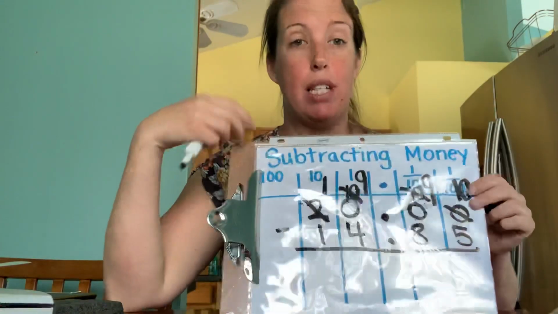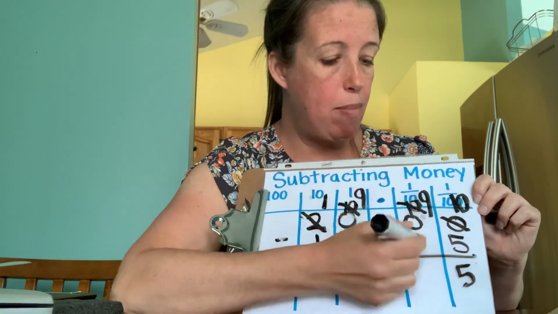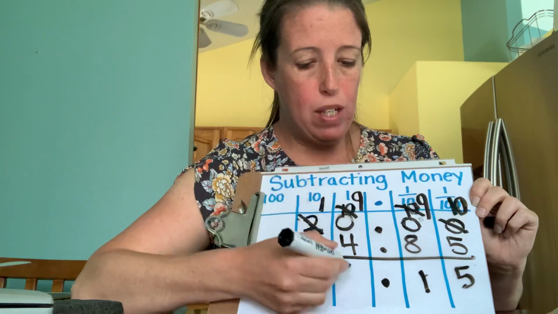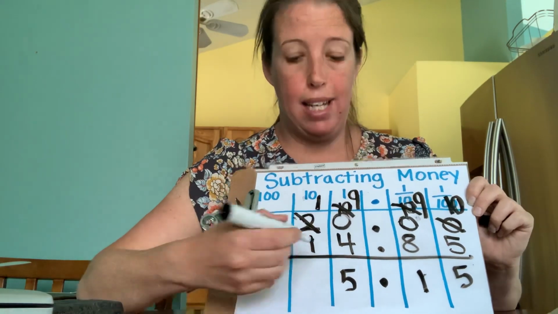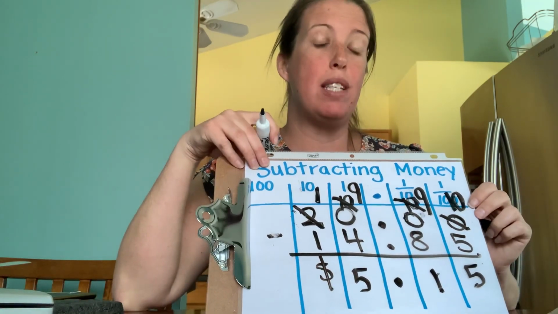So now I'm ready to subtract. 10 minus 5 is 5. 9 minus 8 is 1. Decimal, decimal, decimal. 9 minus 4 is 5. 1 minus 1 is nothing. So I'll put my dollar sign, and it's $5.15.